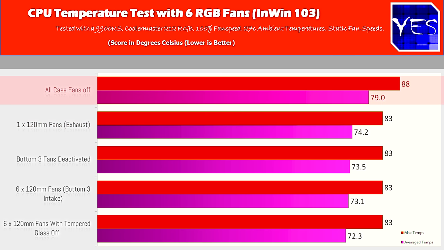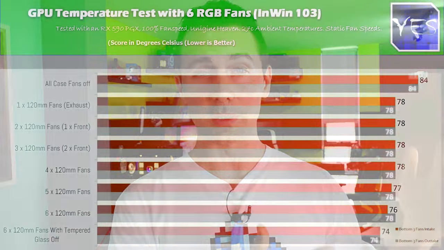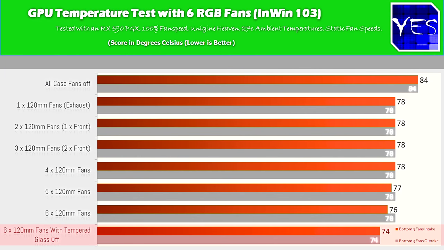So just like the GPU comparison, we saw that there was a huge difference between zero and one fans, and then after that, at least in the 103, there wasn't a huge difference. So basically, I think the InWin 103, when we look at the tempered glass on versus off, we can see that the temperatures are worse with the tempered glass on.